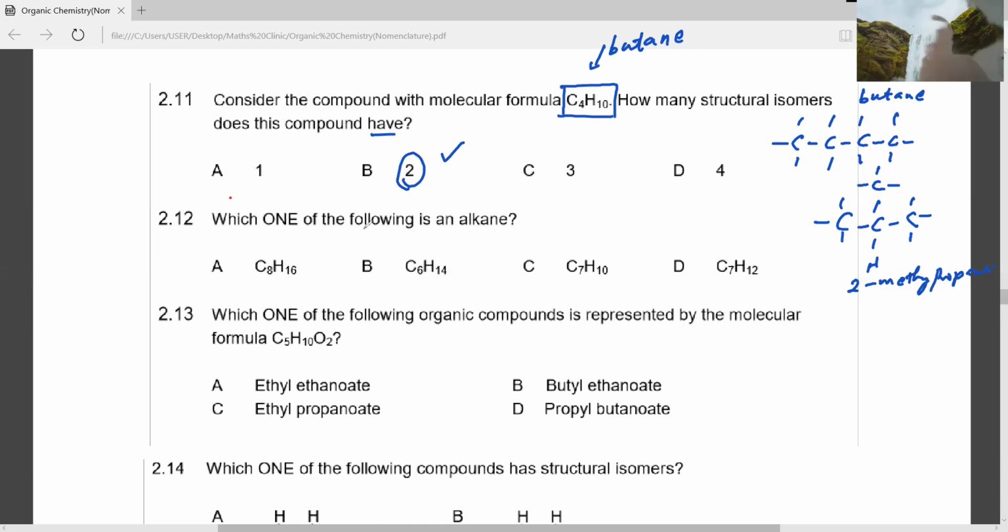Okay, 2.12. Which of the following is an alkane? What's the general formula of an alkane? CnH2n+2. Let's check this. This cannot be an alkane, because with 8, 2 times 8, this is an alkene. So already it's out. How about this? If you put 6 where there is n, 6 times 2 is 12, 12 plus 2 becomes 14. So this is the answer. If you look at the 7, 2 times 7 is 14, and 14 plus 2 is 16. It's not. So the answer is B.